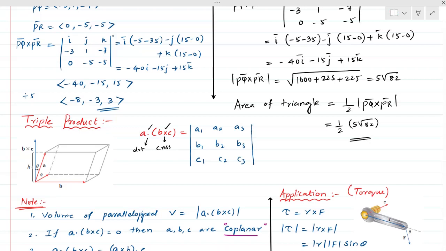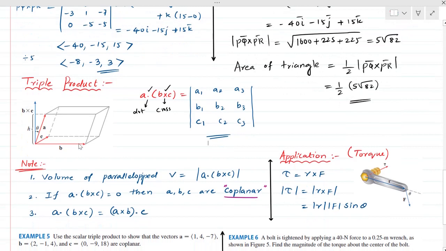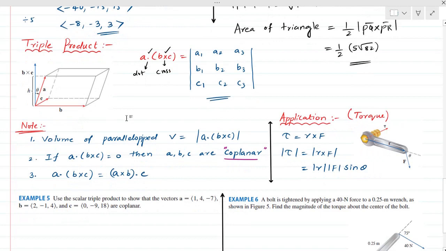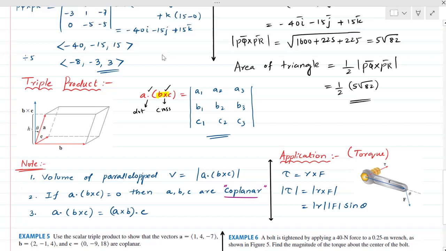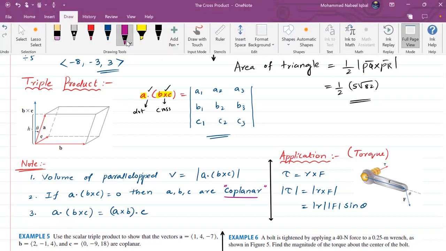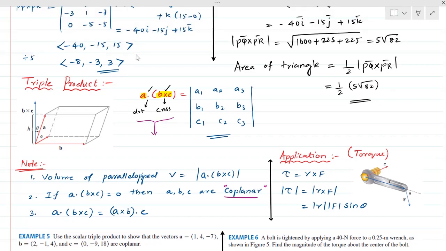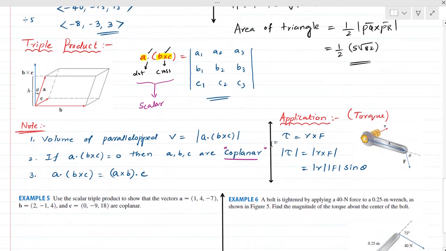How will you expand the 3 cross 3 determinant? The same formula we are going to use here. So this is a geometrical representation of the scalar triple product. What is the output you will get? See here, this one is a vector when you take a cross product. When you take the dot product of this, the final output will be a scalar quantity. So the volume of the parallelepiped we can take as the magnitude of the scalar triple product.